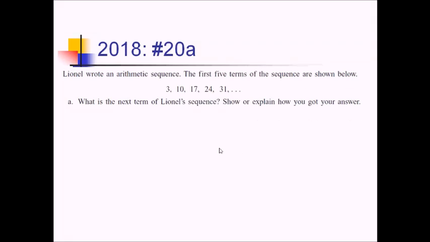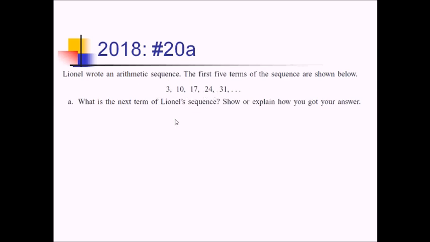For number 20, Lionel wrote an arithmetic sequence. Here are the first 5 terms. For part A, we want to know the next term of Lionel's sequence. She'll explain how he got the answer. So since it's arithmetic, that already tells us that we're just adding the same thing over and over again, which you can see by looking at the pattern here.